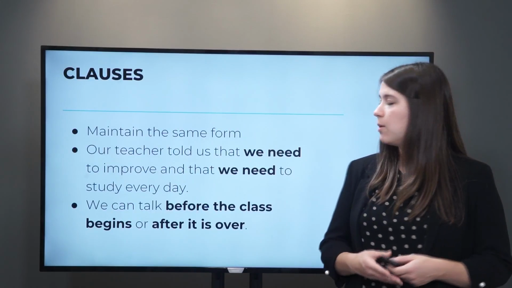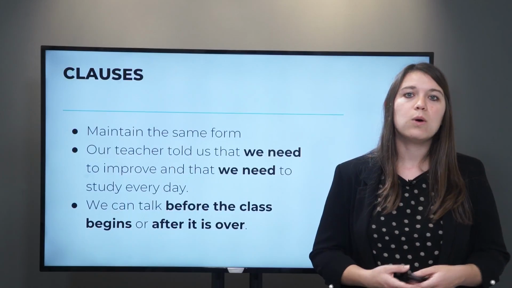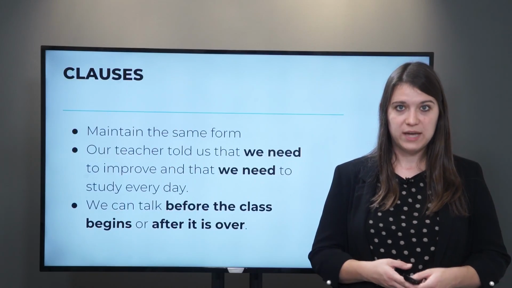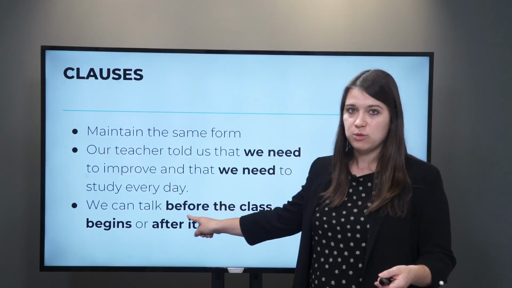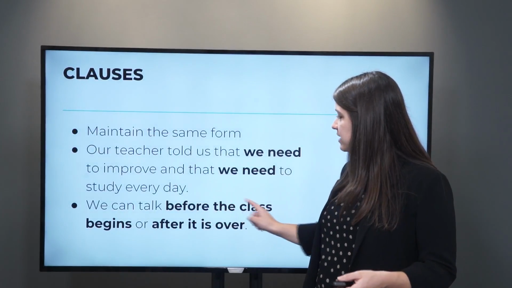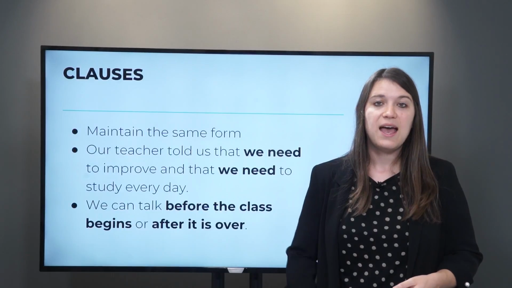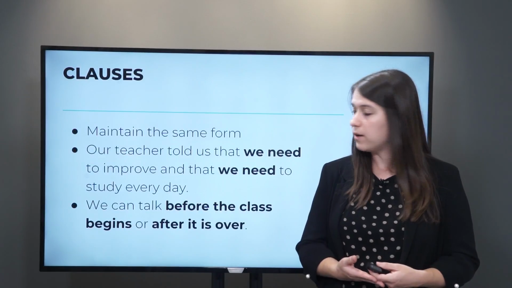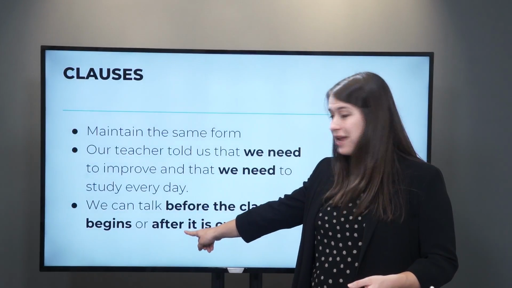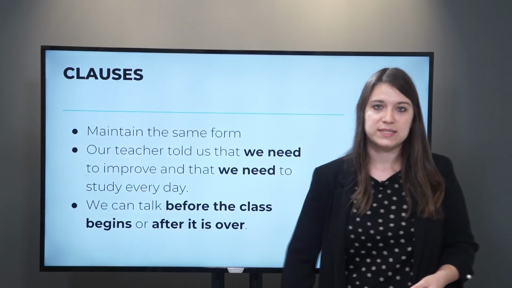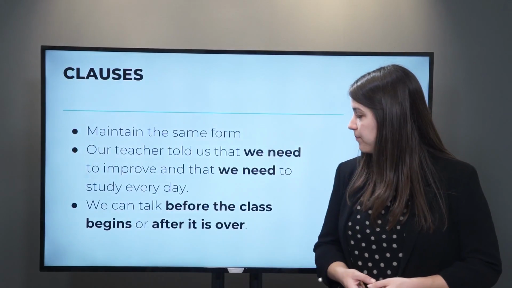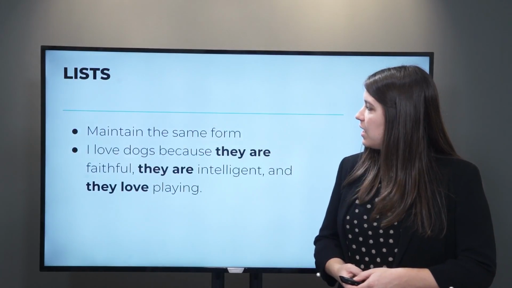Okay, another example. We can talk before the class begins or after it is over. Okay, so here you're giving options. The first option is the preposition before, and then the class begins is in the present tense, and then you have your conjunction or, and then a preposition after, and then a clause in the present simple again. It is over.